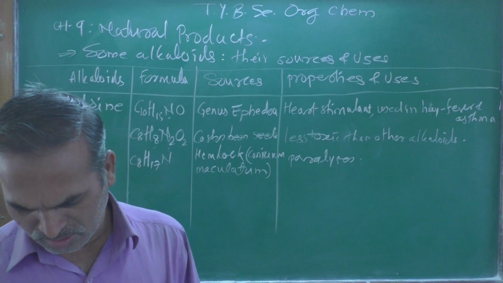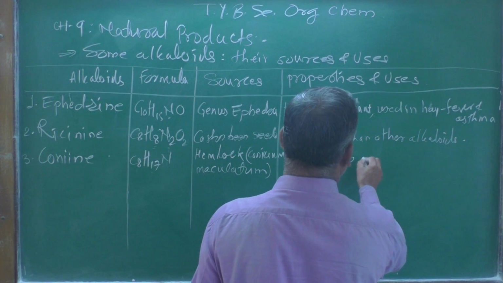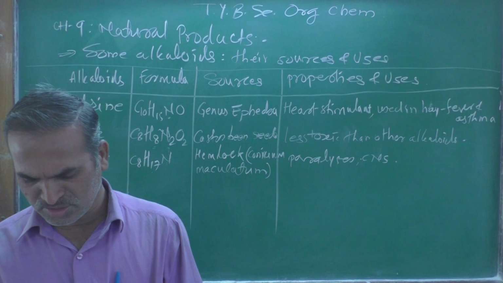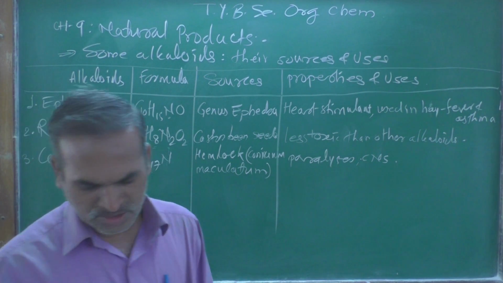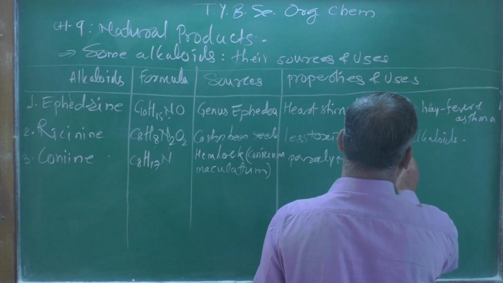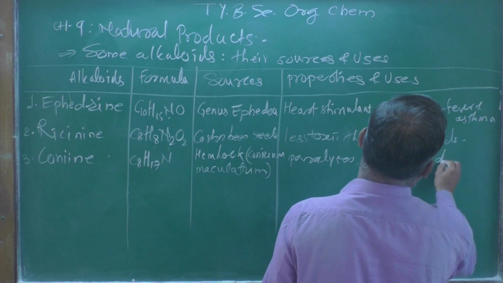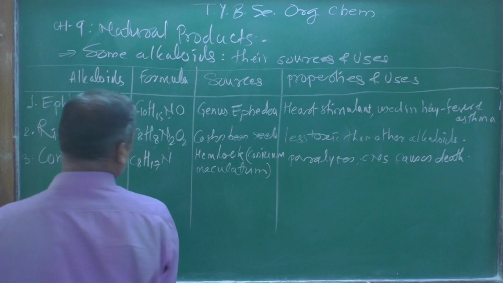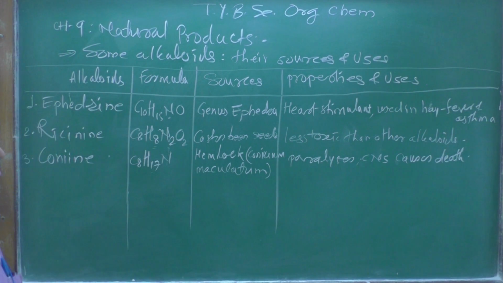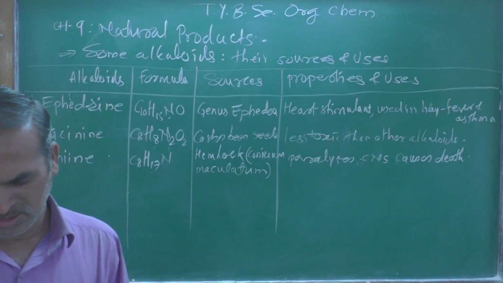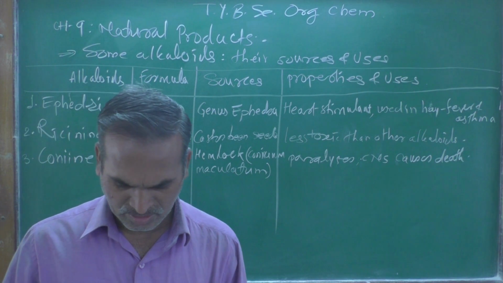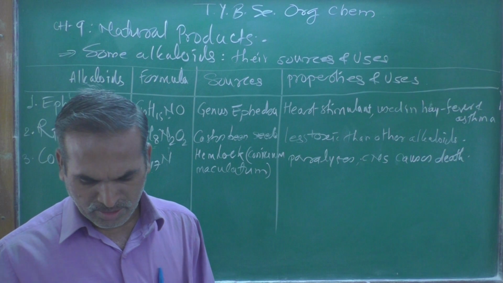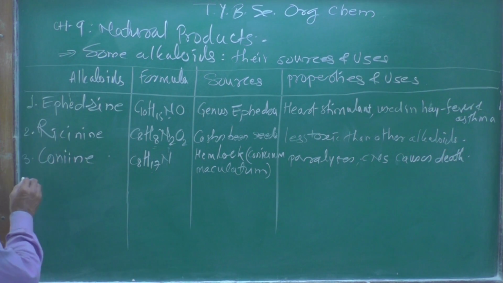The central nervous system, CNS, central nervous system causes death. So this is what we can call the property of this alkaloid. Let us see, the fourth one is piperine.